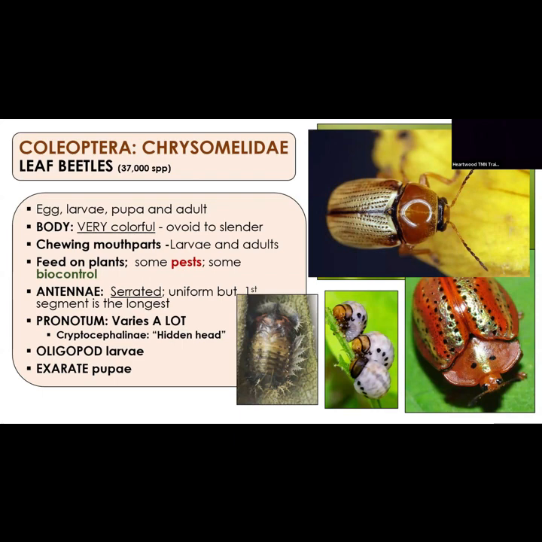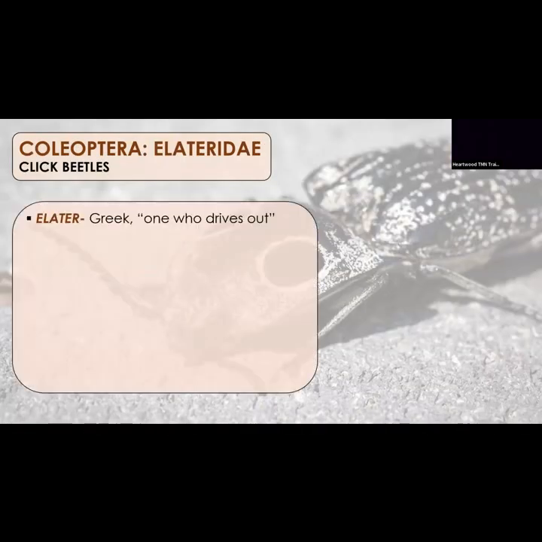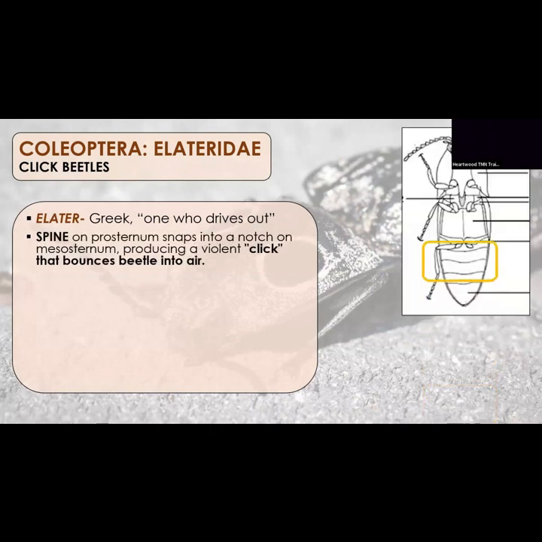So oligopod larvae that are kind of round and moving along, and then exarate pupa, like a lot of the other beetles. Click beetle, Elateridae, is Greek for one who drives out. So they're known to have a mechanism on the underside that allows them to click and kind of get out of this place. Like, no, I don't want to be here. So they're one who drives out. That's how they got it.